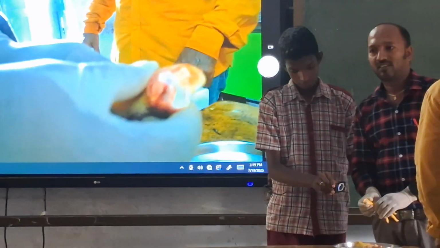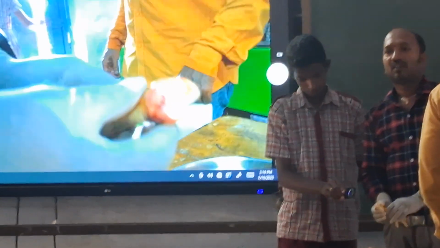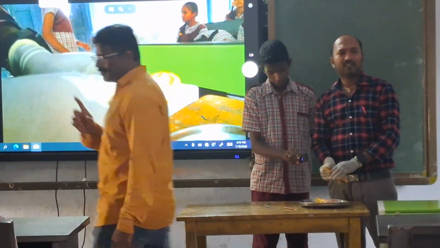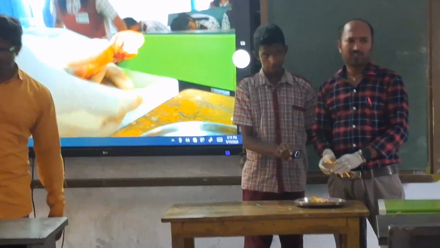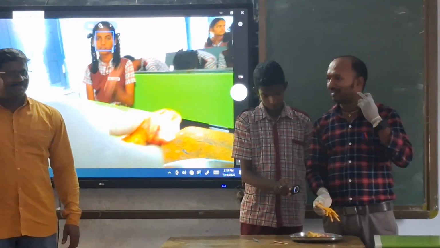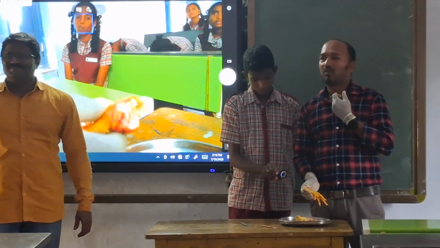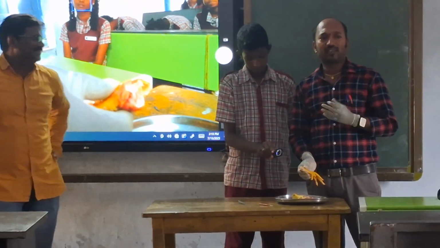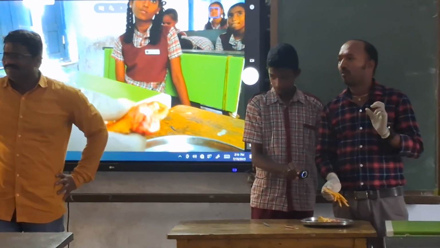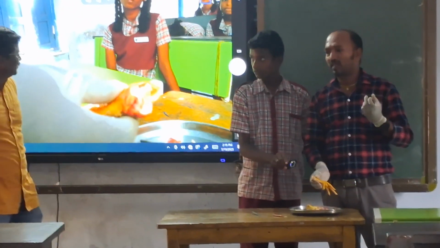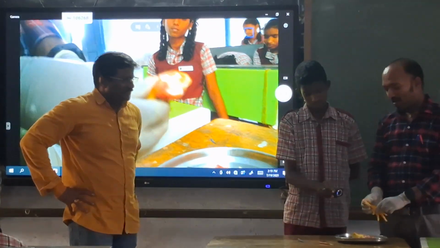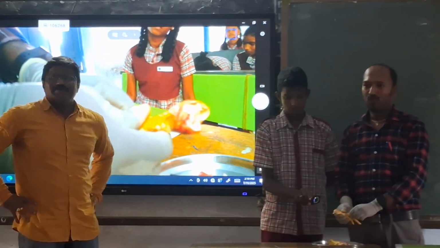Where does cartilage exist? We can find cartilage between bones at the joints, at the tip of the nose, in the ears, in the throat, and at the tips of ribs also. And the hardest connective tissue is bone.